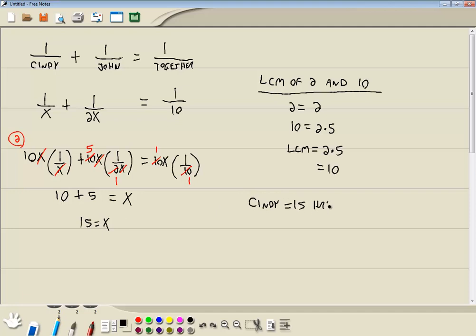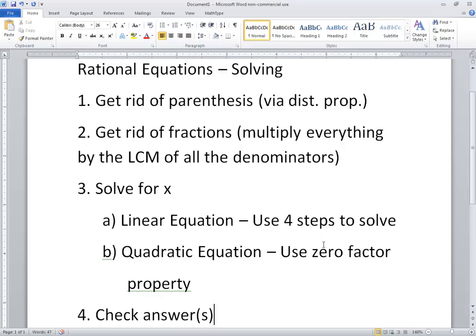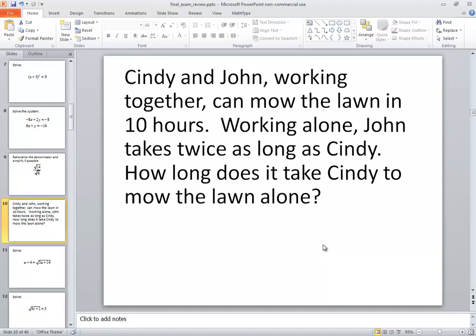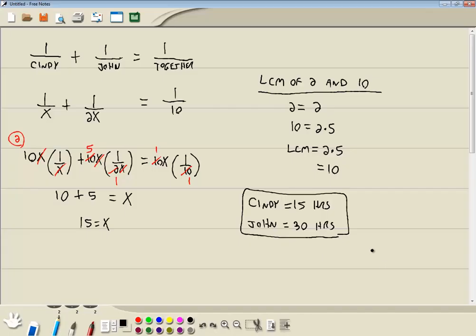Now John is twice as long, so John would be 30 hours. And those would be our answers. I'm not sure what they're actually asking for, but let's see. How long does it take Cindy to mow the lawn alone? Okay, they don't care about John. Just Cindy would be 15 hours.